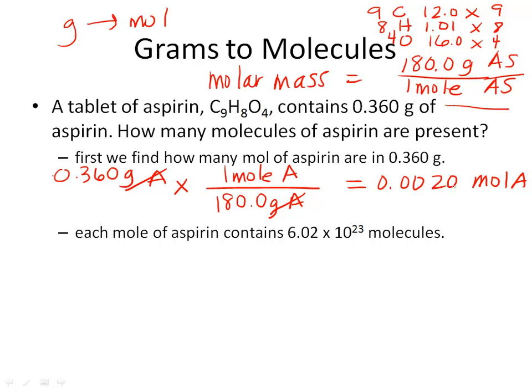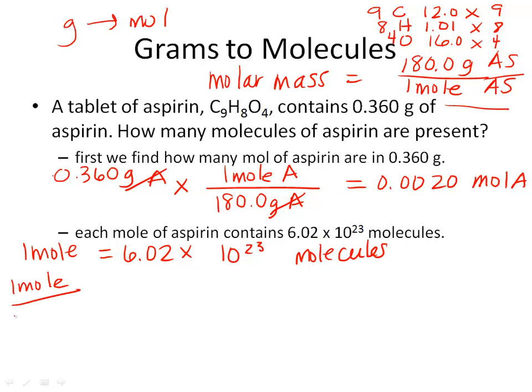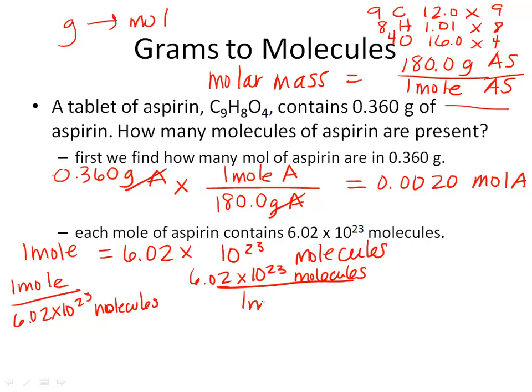Now that we have the moles, we need to be able to convert to molecules. The conversion factor that we use is Avogadro's number, which is 1 mole equals 6.02 times 10 to the 23 molecules. The way we can write that, we can say 1 mole over 6.02 times 10 to the 23 molecules, or we can say 6.02 times 10 to the 23 molecules over 1 mole. Either way, it's the same. Remember, it's like saying 5 over 5 equals 1.